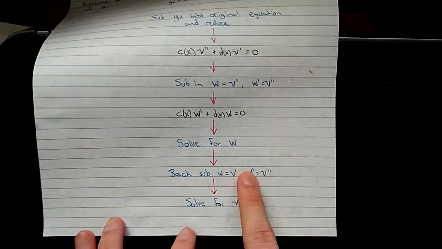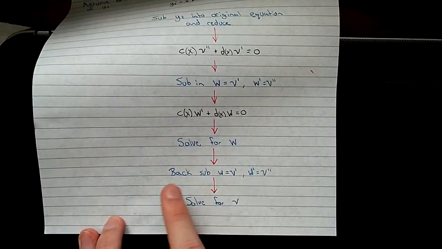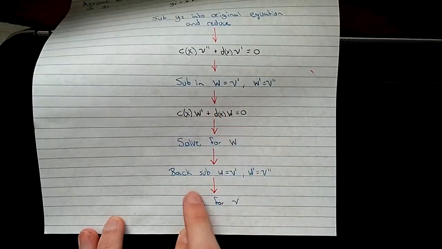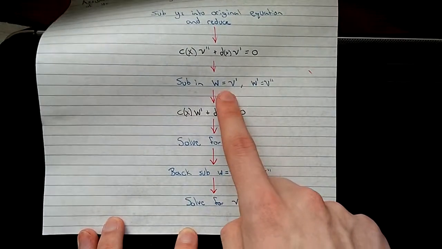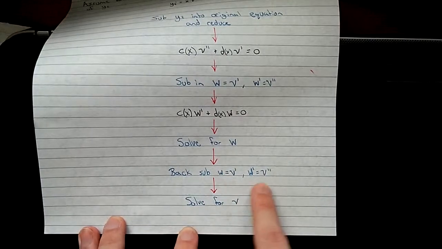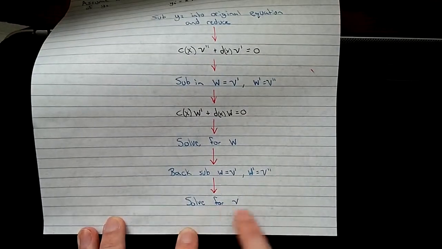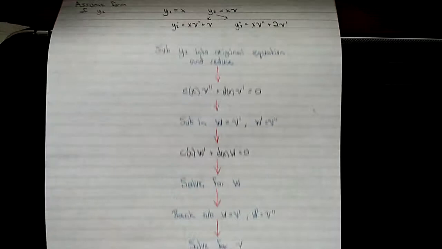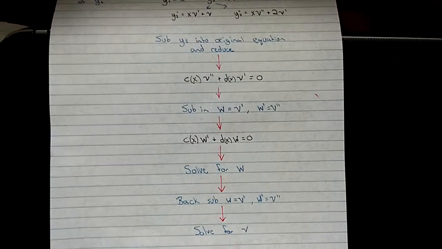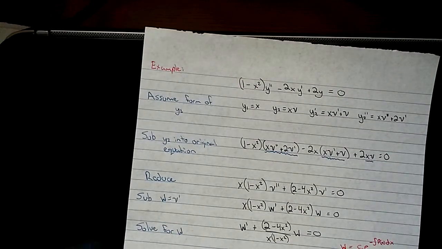I'm sure you can do that. So you're going to solve for w, and then, of course, we want v, so you back sub. Same thing as up here, w equals v prime, w prime equals v double prime, and then you solve it again for v. And I know that's a lot of steps. Let's do an example for some edification.